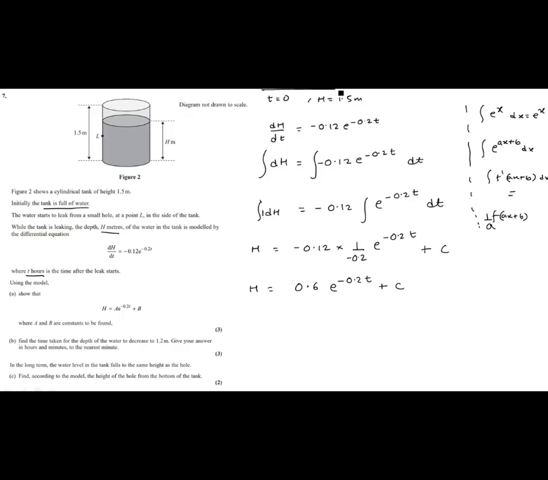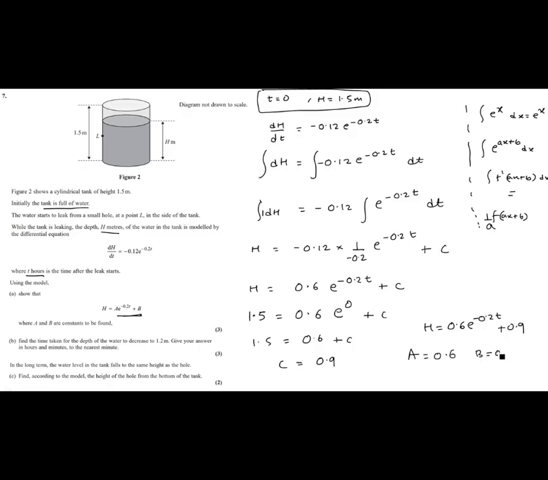So we use the initial condition we mentioned in the beginning. At t equals 0, h is 1.5. So you put 1.5 equals 0.6 e to the power, when you put t equals 0, this becomes 0, plus c. Now e to the power 0 is 1, so 1.5 equals 0.6 plus c. That means c is 0.9. So your final equation will be h equals 0.6 e to the power minus 0.2 t plus 0.9. That means if we compare with this here, a is 0.6 and b is 0.9.